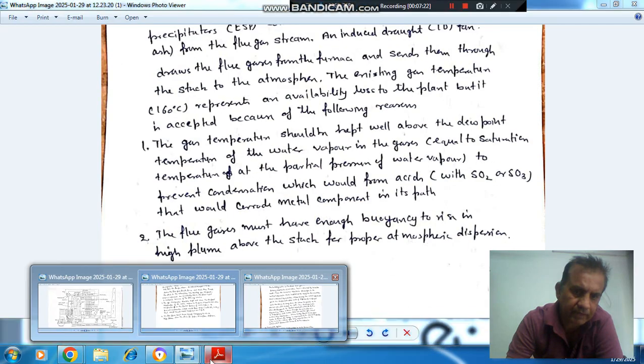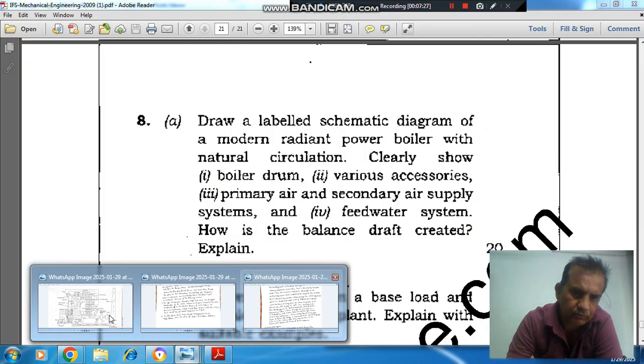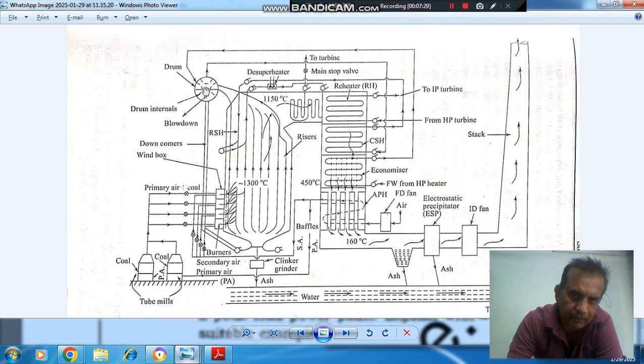And the next part is the feed water system. So this is the feed water system. Here, this is the boiler drum. The water comes from here, passes through the economizer, then to the drum, and then to this downcomer, and then to here, gets heated, and finally returns to the drum. So this is the path of the feed water system.